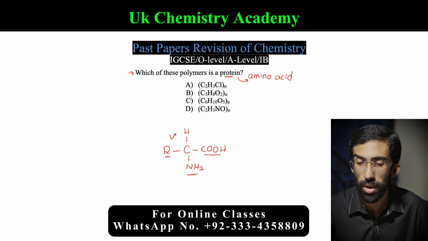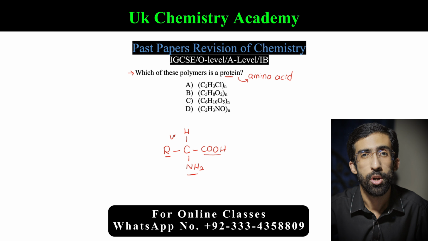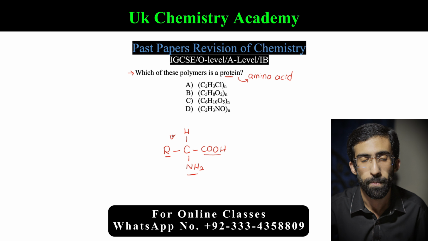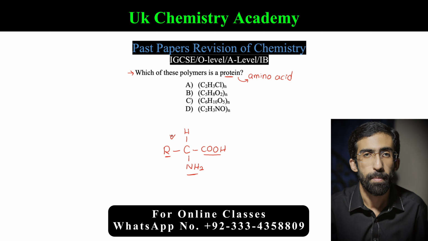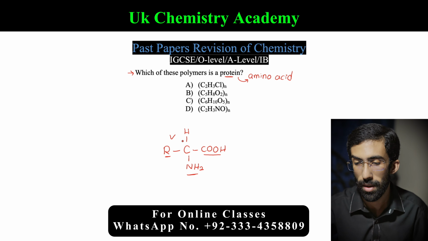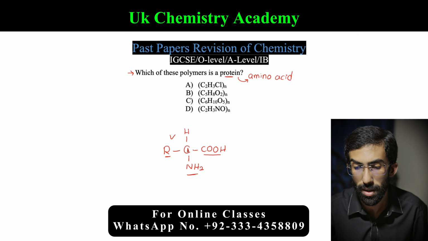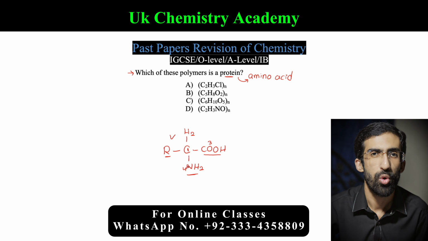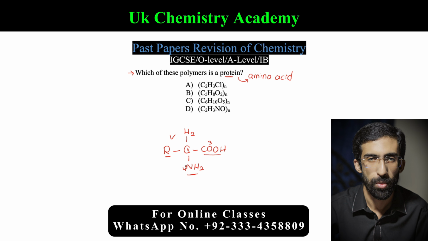When these molecules combine with each other to form a polymer, that polymer is called protein. So the protein is made up of four kinds of elements. The first element is carbon, the second is hydrogen, the third is oxygen, and the fourth is nitrogen. So there are four kinds of elements in the protein.